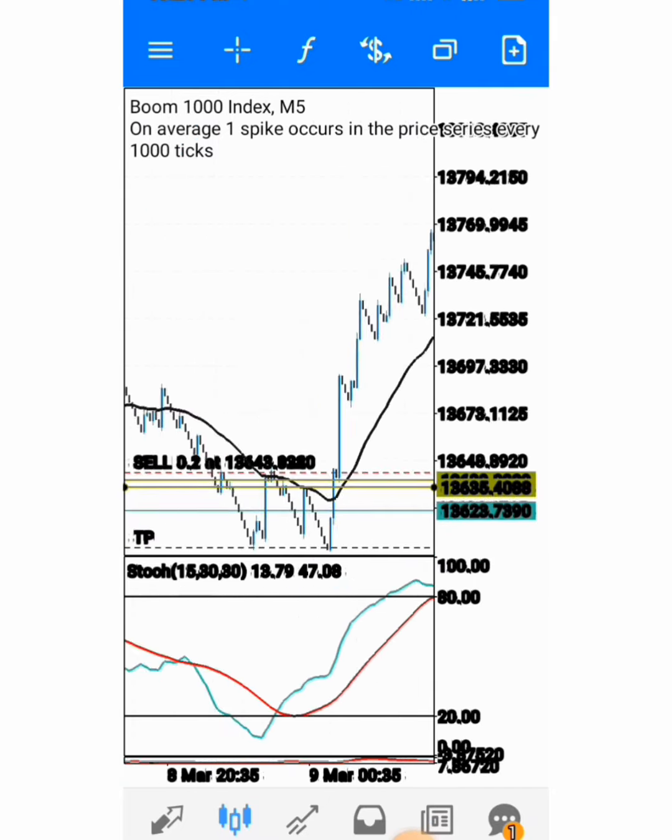Look at this one. It didn't reach, and when it is doing like this, the market is ranging. You are supposed to be out of the trade. Don't take this type of trade. This type of trade, the market is ranging and it is not good. It might go in your favor, but to be on the safer side, don't trade this kind of trade.